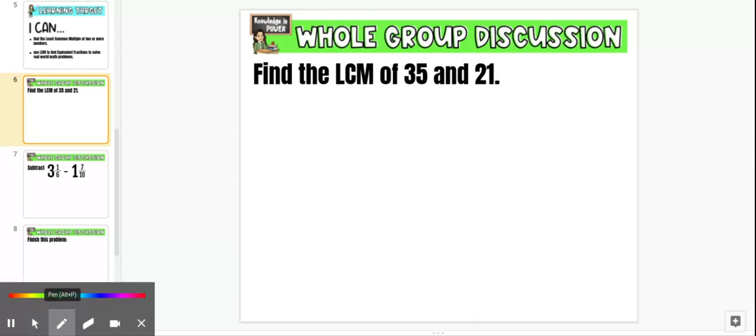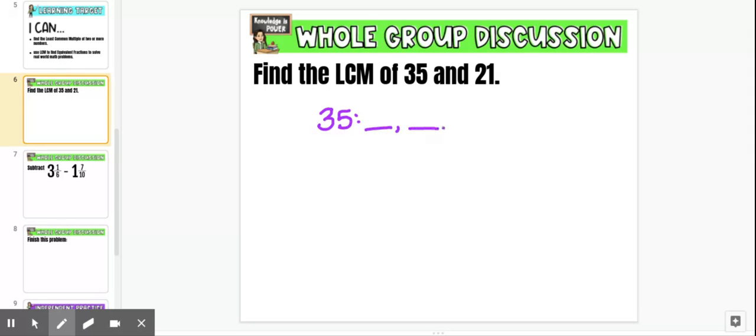So we have this problem. Find the LCM of 35 and 21. Now, these are pretty big numbers. So what I'm going to do is start with 35, and I'm going to find the first 5 multiples of 35.